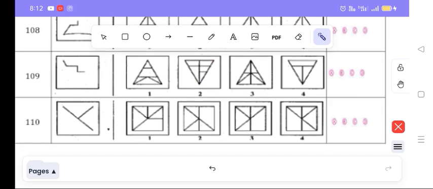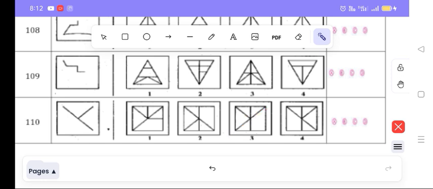Last question, 110. See, one slant line, diagonal line, and one more slant line. See this shape, Y shape, it is there. So here Y shape is there, but it is in opposite way. You cannot consider. Here also it is in another way. You cannot consider. See, in C you can find it in the same way.